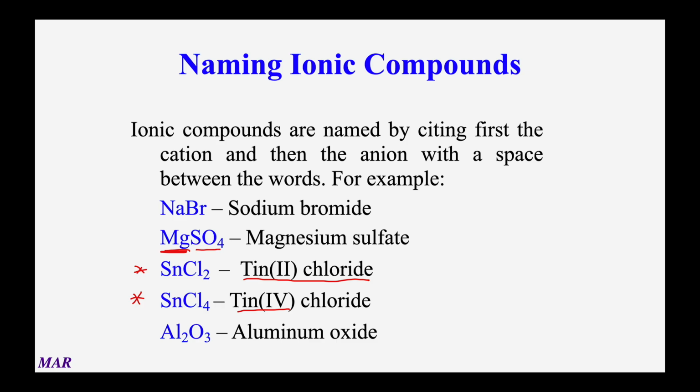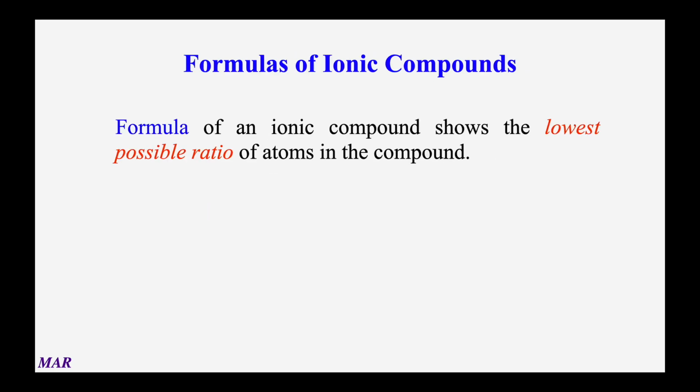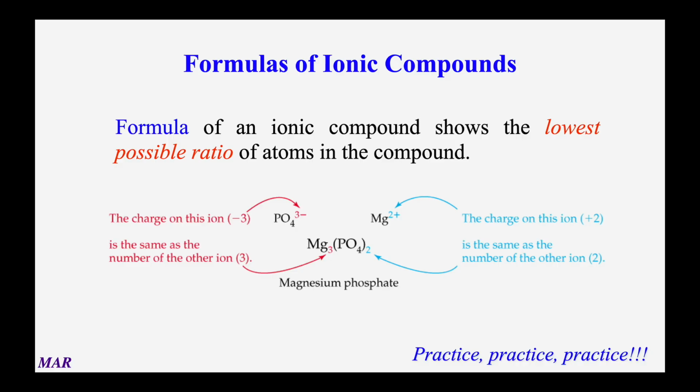So notice in all of these, we're definitely trying to get a neutral compound, and that's super important in this section. If it's a variable charge metal, we've got to put that in. You do need the polyatomic ion names and charges to figure it out. Oh boy. Formula of an ionic compound: the formula will always show the lowest possible ratio of atoms in the compound. So, for example, when you have magnesium and phosphate coming together, magnesium is +2 and phosphate is -3.